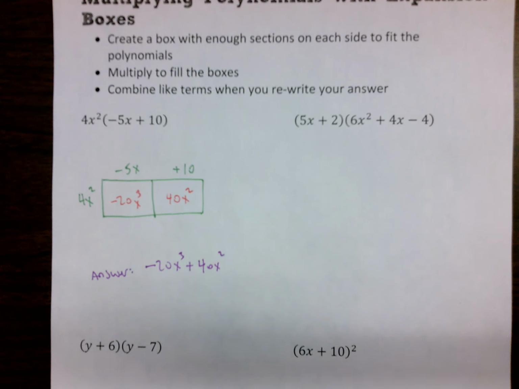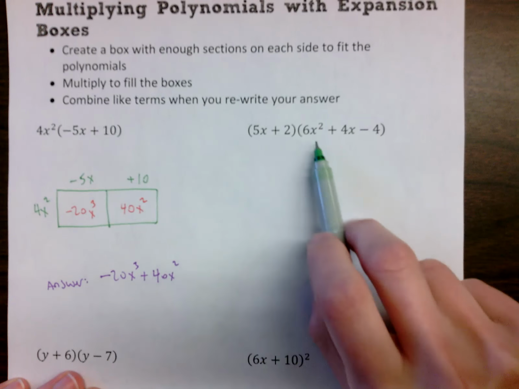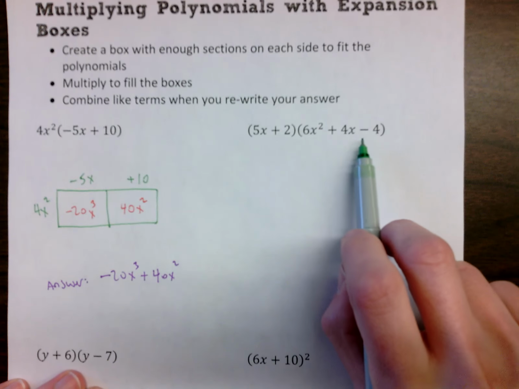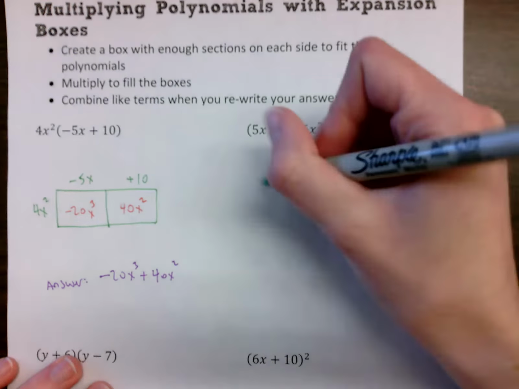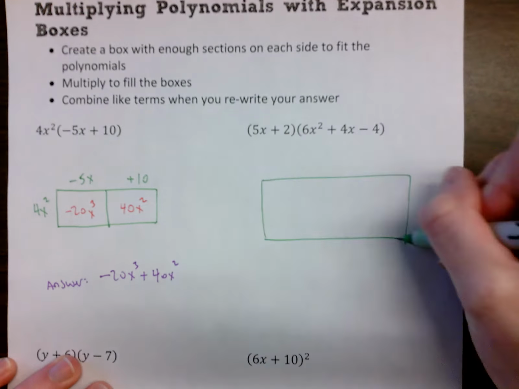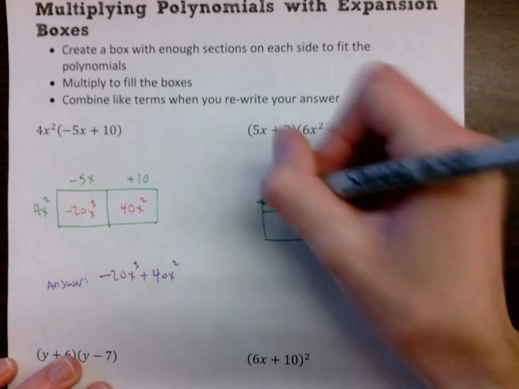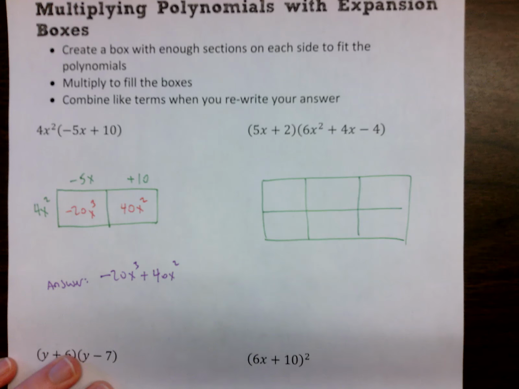Okay, so let's do that again with the next problem. This polynomial has 2 terms, and this one has 3. So I want to make a 2 by 3 box, so it's big enough to fit this. So I'm going to make my box like this. There's 2 sections on this side, and then 3 along the top.